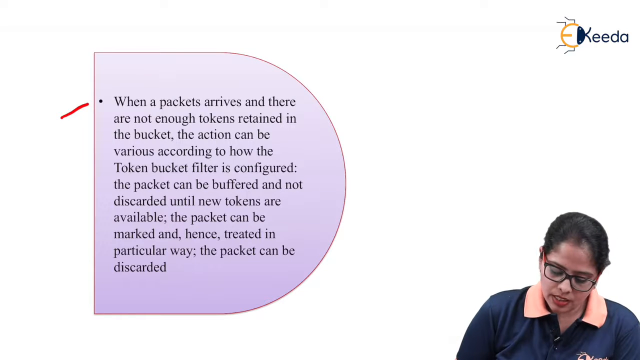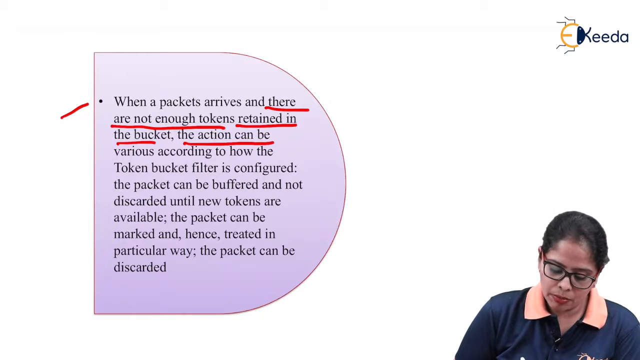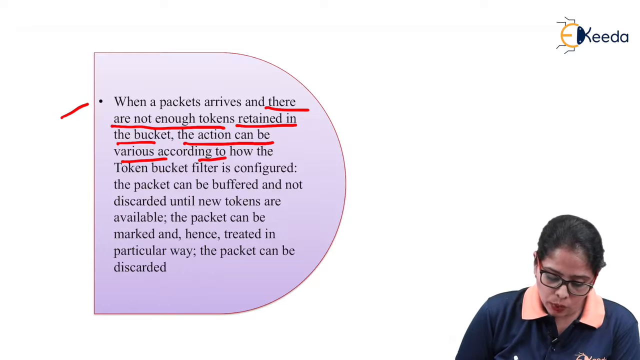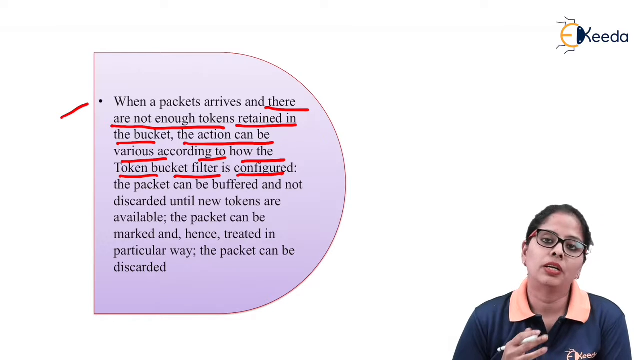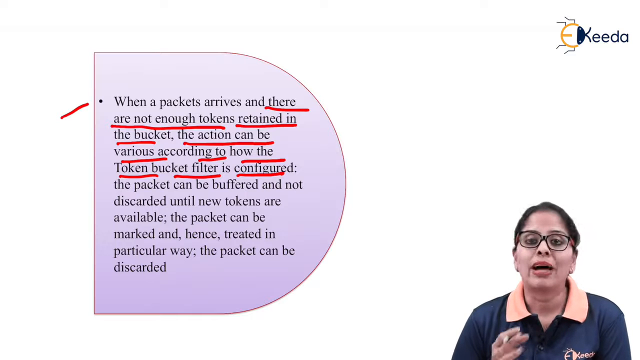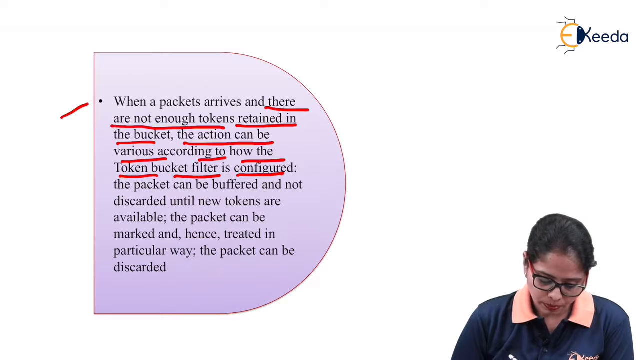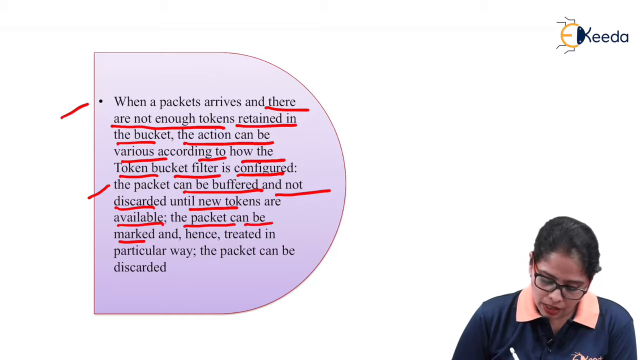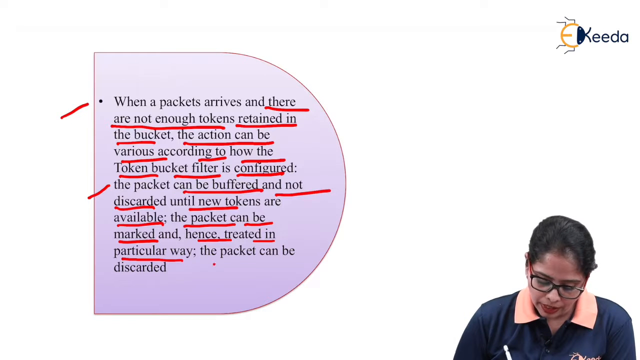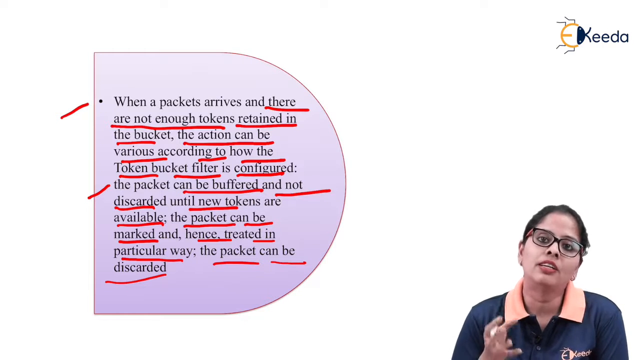When a packet arrives and there are not enough tokens retained in the bucket, the action can vary according to how the token bucket filter is configured. So now let us consider that packets are there, but tokens are not. How the packets are treated depends upon how you configured that filter. The packet can be buffered and not discarded until new tokens are available. The packet can be marked and hence treated in a particular way, or the packet can be discarded. It depends upon what policy you have implemented.